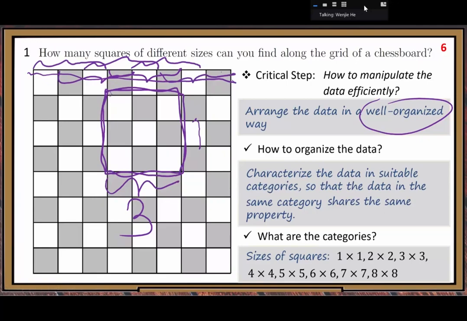Yes, 6. We allow overlapping. It's legal. When we do the counting, we allow overlapped line segments. That's part of your understanding. Last time, when I used the 2 by 2 square as the example, some students only counted the non-overlapped ones, only 4.